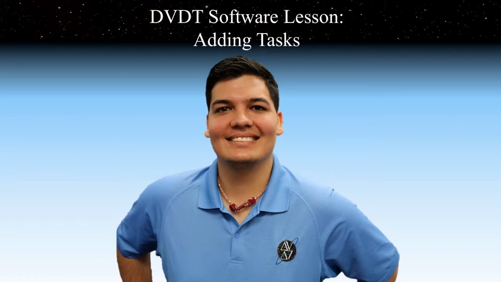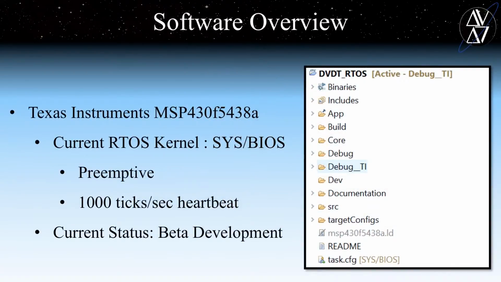Today we're going to look at adding tasks. So first we're going to do an overview of the software. On the right we see that the DVDT RTOS is organized into various folders. The three that we're mainly concerned about are App, Core, and Documentation. Under the App folder you'll find all the tasks that have been created for the DVDT RTOS. If you need to do power monitoring, power drivers, or use the expansion port, that code is going to be located in your Core folder. And last but not least, Documentation holds the documentation for our DVDT RTOS.